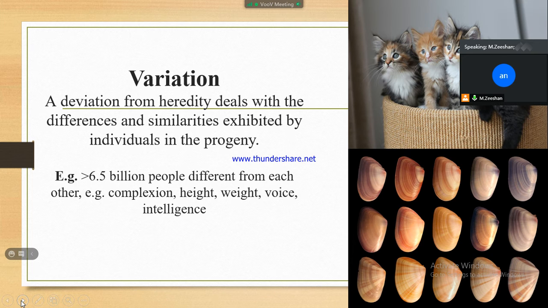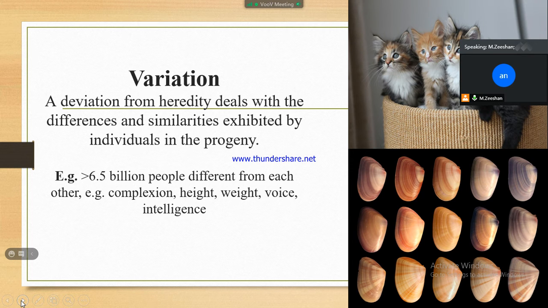A deviation from heredity which deals with the differences and the similarities exhibited by individuals in the progeny. Okay, differences in individuals that distinguish them from one another. Like you are 20 students in the class, so each of the 20 students has different specifications. Every student's shape is different, every student's DNA is different, every student's fingerprints are different, and that is variation. How does this variation come?